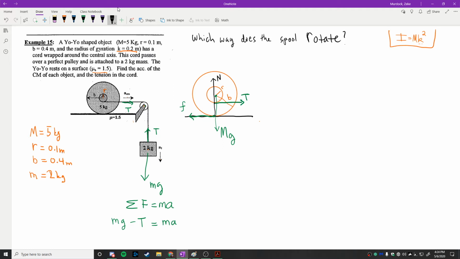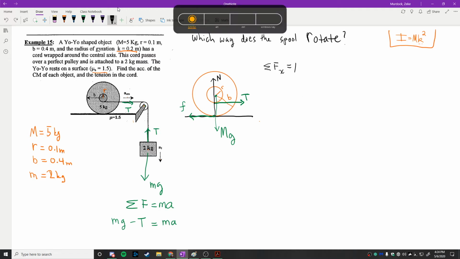For our spool, we're going to have three equations. We're going to have the net force acting in the x direction equal to the mass of the object times its acceleration of the center of mass. The mass of this object is capital M.